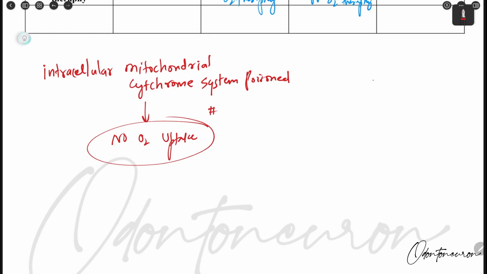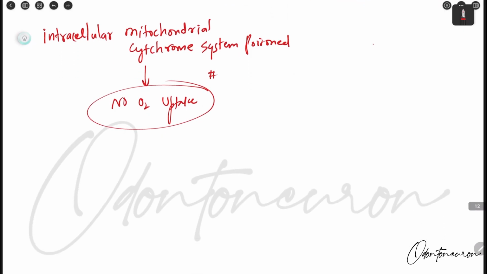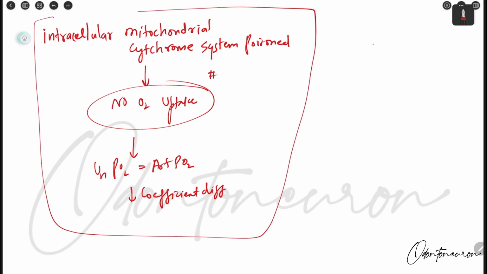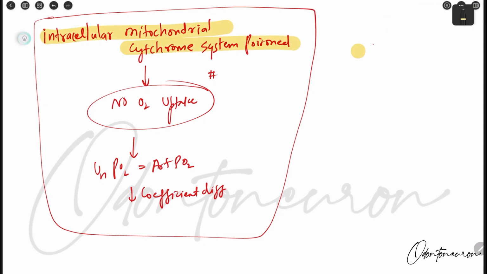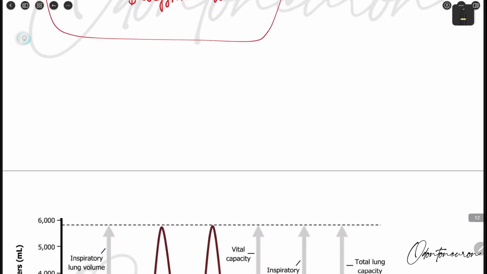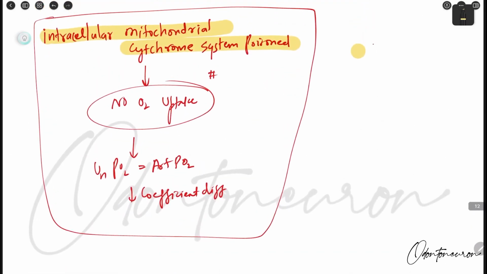This would lead to venous PO2 almost equal to arterial PO2, with the least coefficient of difference. So that would lead to your histotoxic hypoxia. This is the basic mechanism in histotoxic hypoxia. Just remember the intracellular mitochondrial cytochrome system is poisoned in histotoxic hypoxia. Clear? So this is about hypoxia.